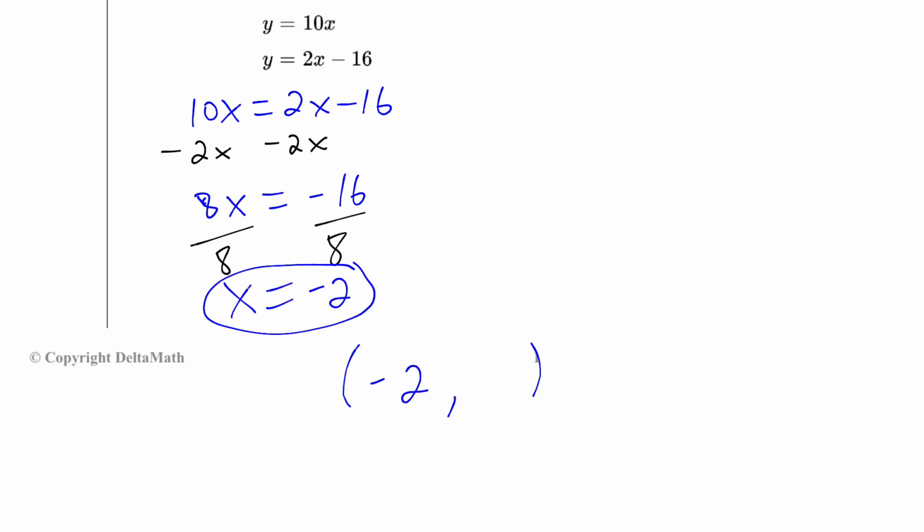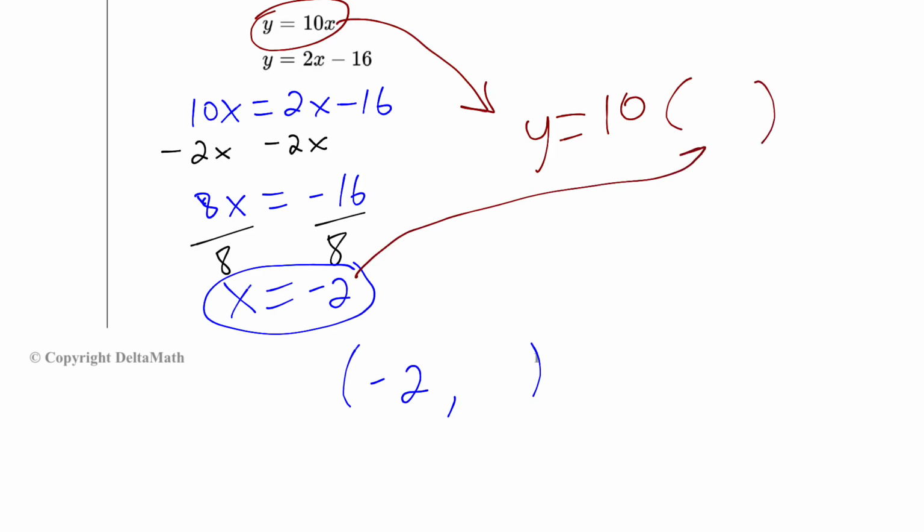Let's go back to my original equation and use the smaller one over here. And instead of x, I'm going to put a parenthesis. And we can plug in what x is equal to, which is negative 2. And this tells me that y is equal to negative 20, which goes down here in the y spot. This is my final answer.